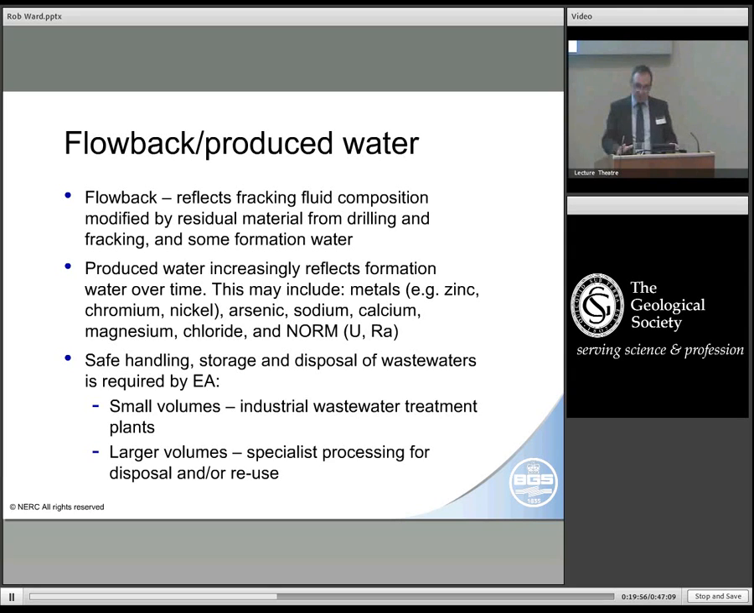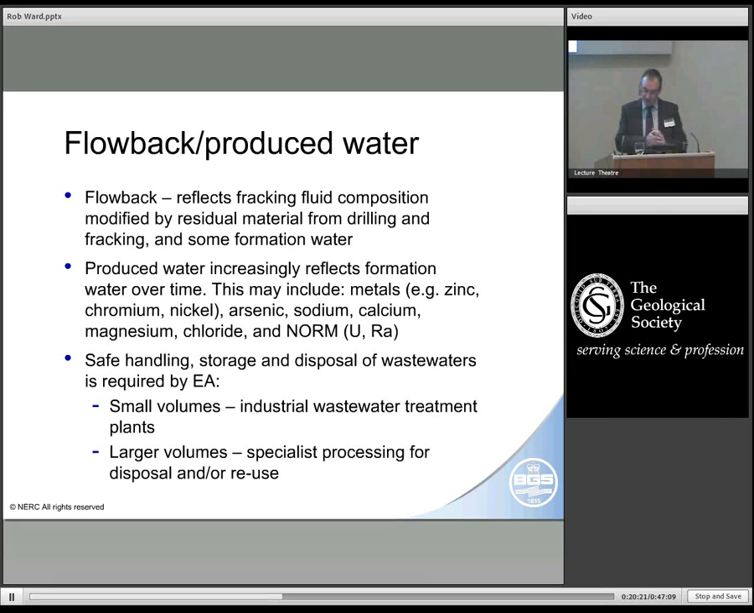Now, in terms of handling of that flowback water when it comes to the surface, there are issues around that water. Clearly the water needs to be disposed of, and for small amounts of flowback and produced water, industrial wastewater treatment plants are quite capable of handling the liquids and the fluids that come to the surface. And again, I'm sure Tony will talk later about the environmental regulations around that.